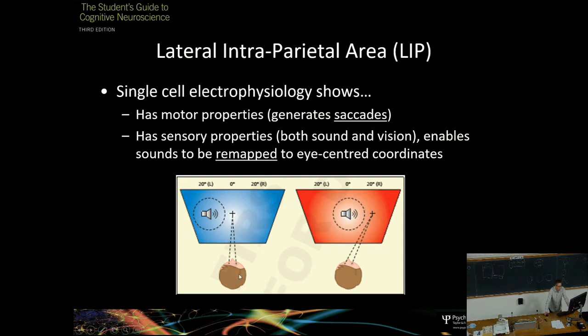So in this case, a person is looking straight ahead, and you can look at where the receptive fields are for sound. So this particular neuron responds to sounds that are 20 degrees towards the left. So you're looking straight ahead, you play a sound here, the neuron fires. So again, this is like a spatial map where neurons are tuned to different sounds in space. What's interesting here, though, is that the person moves their eyes over here. And now the neuron still responds 20 degrees to the left.